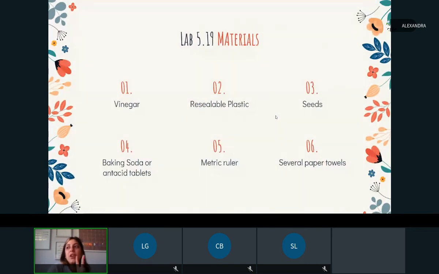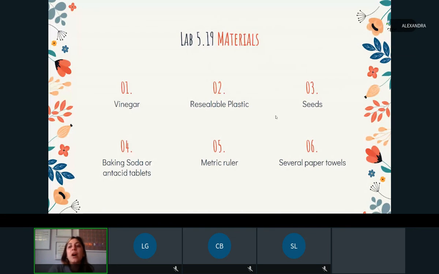We've got vinegar, resealable plastic, seeds, baking soda or antacid tablets. You'll need a metric ruler and several paper towels. So this is when you're going to be collecting these. Now, there are things that are coming from our experiment boxes, our lab kits. That should be the seeds and the metric ruler.